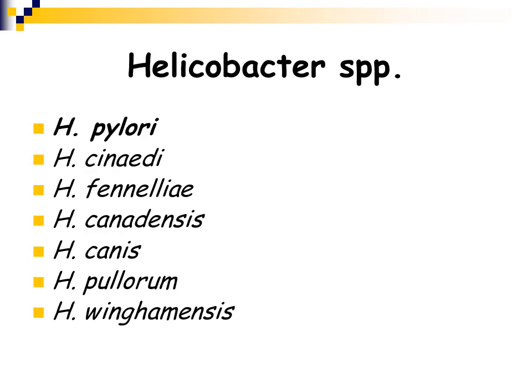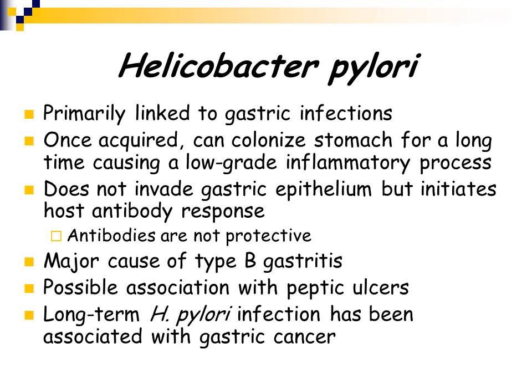So there are several species of Helicobacter, but the only one that we're going to discuss is Helicobacter pylori. And this organism has been linked to gastric infections. Once an individual gets infected with Helicobacter pylori, that organism can remain in the stomach for a very long time, causing inflammation. Helicobacter pylori doesn't actually invade the gastric epithelium, but it generates an immune response by the infected individual, which leads to inflammation.